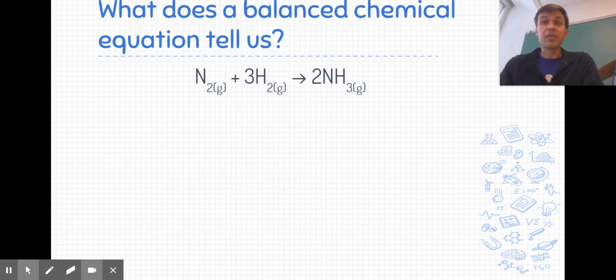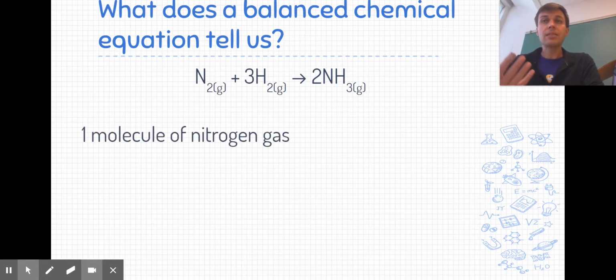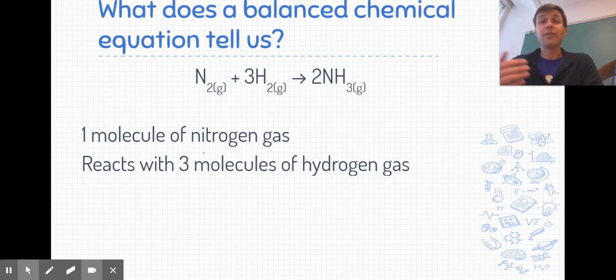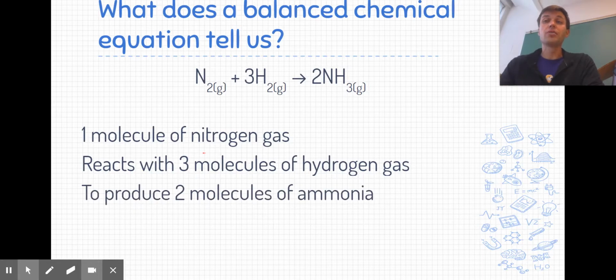Let's look at this reaction here, which is the synthesis of ammonia, NH3. The balanced chemical equation tells us something very specific. It tells us that one molecule of nitrogen gas will react with 3 molecules of hydrogen gas, and that will produce 2 molecules of ammonia, NH3. The balanced chemical equation is telling us a ratio in which the reactants combine and in which the products are produced.